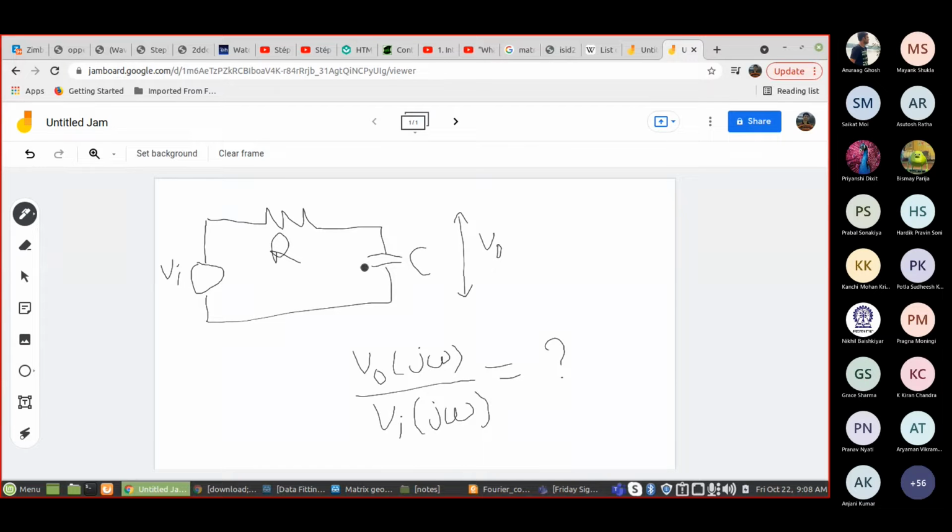Okay. So this is just one example. You can take different combinations. So put C in here, R in here. So CR circuits. You can put inductors also, LR, LC, RLC, various combinations. You can try those things.